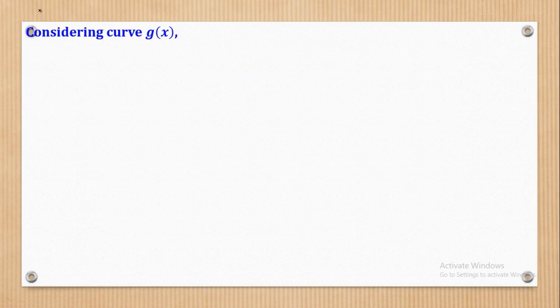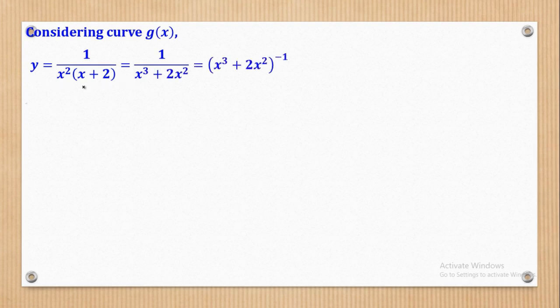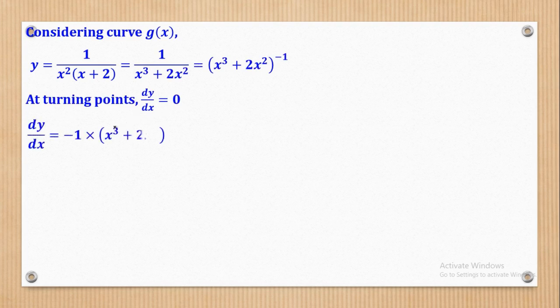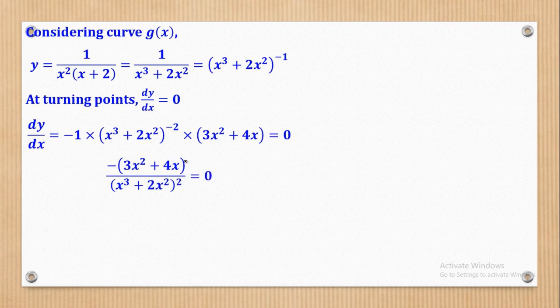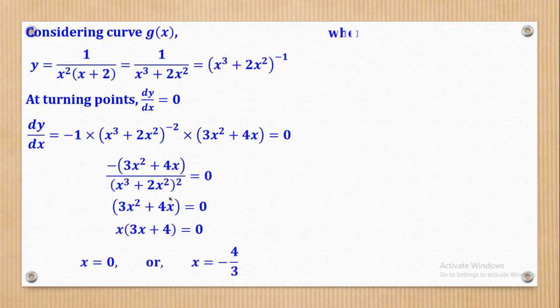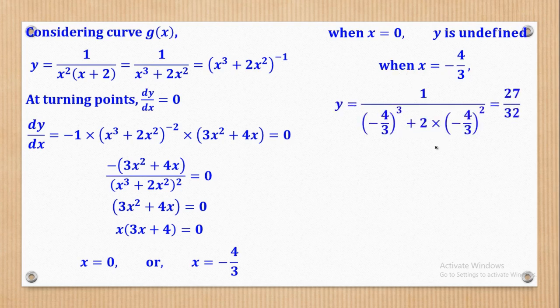So for g(x), we have that. Therefore, turning points, dy/dx is equal to 0, differentiate it, you'll come up with that equal to 0, simplify. Then cross multiply, factorize, and get the values of x. Then when x is 0, y is undefined, and when x is equal to that, y will be equal to 27 over 32. Therefore, the turning point is this.